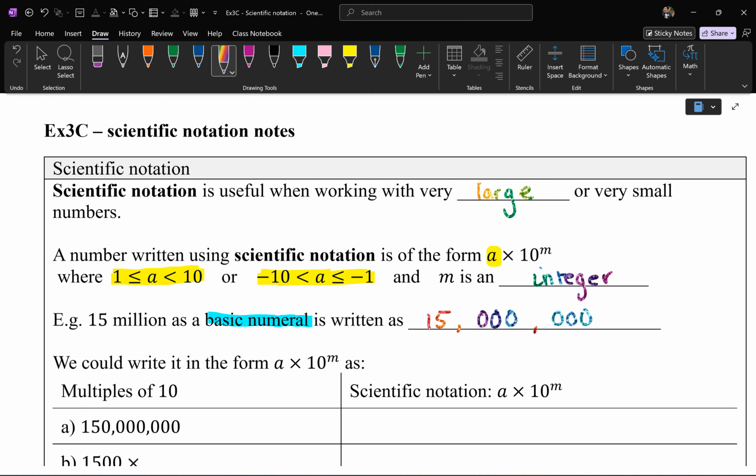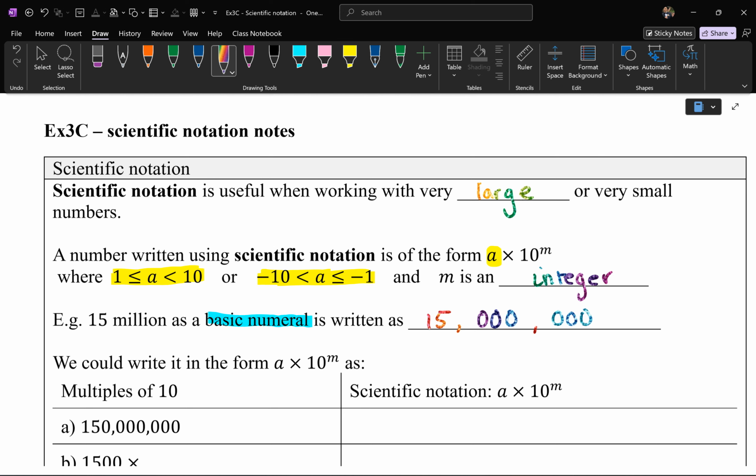That's a relatively small number when you have to write it. So if you're working in trillions, you don't want to be writing 15 and then about 9 groups of zeros or 15 groups of zeros. There has to be a better way. So we use what we call scientific notation to reduce the amount of zeros we have to write. And this is what we do.